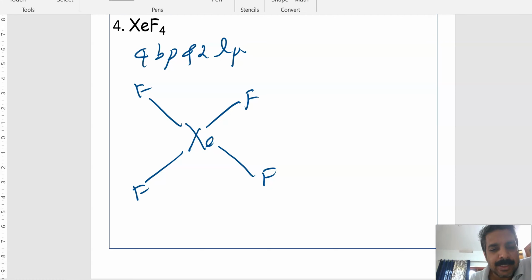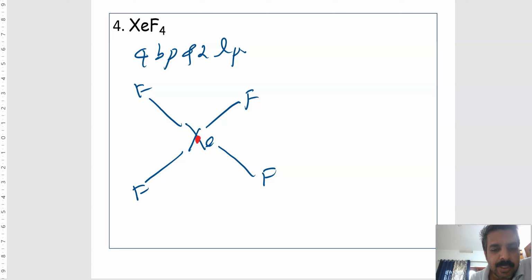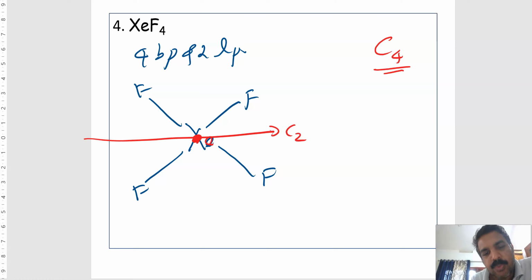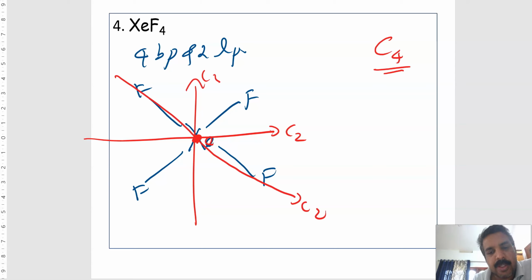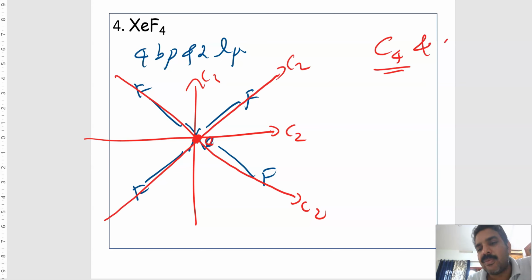You know, actually the square planar molecule will have an axis passing through this xenon and perpendicular to this plane, and that is the C4 axis. C4 is the highest order rotation axis. And there are 4 C2s perpendicular to this C4. I am not drawing the axis because it is perpendicular to this plane passing through this xenon. Okay, there are 4 C2s. This is one C2. This is another C2. Another C2 passing through these 2 fluorine atoms, and the fourth C2 passing through these 2 fluorine atoms. So C4 and 4 C2s perpendicular to C4.